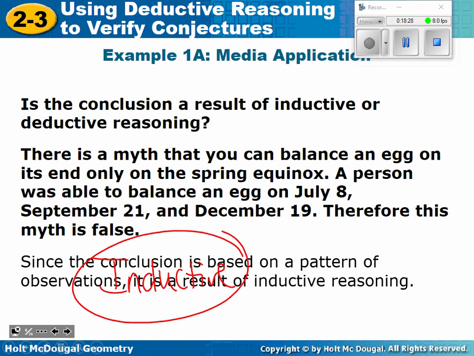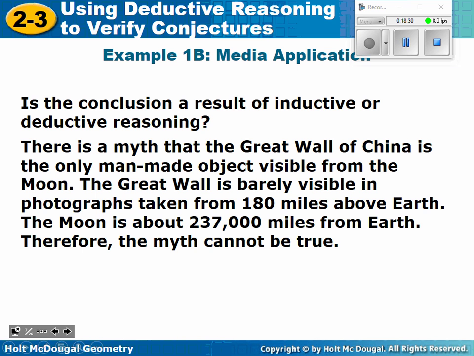Okay, the next one is obviously then deductive, since I told you one is each, but let's talk about why. It says there's a myth that the Great Wall of China is the only man-made object visible from the moon. The Great Wall is barely visible in photographs taken from 180 miles above the Earth. The moon is about 237,000 miles from the Earth. Therefore, the myth cannot be true.